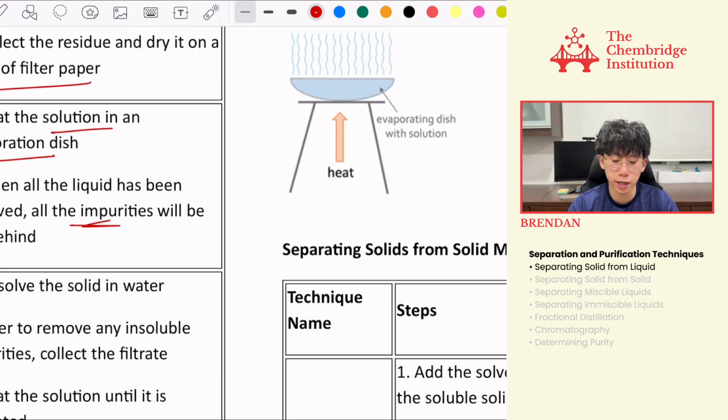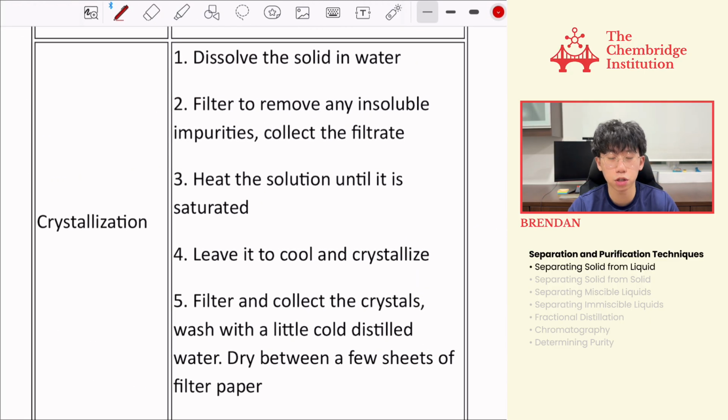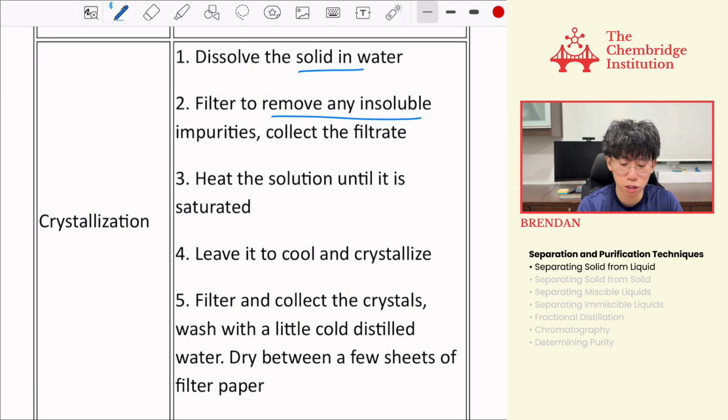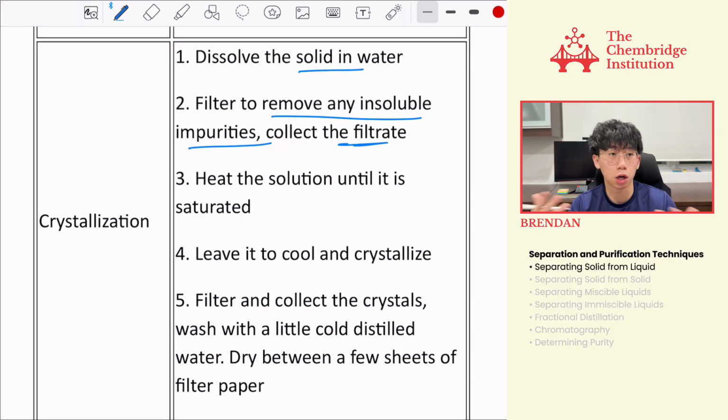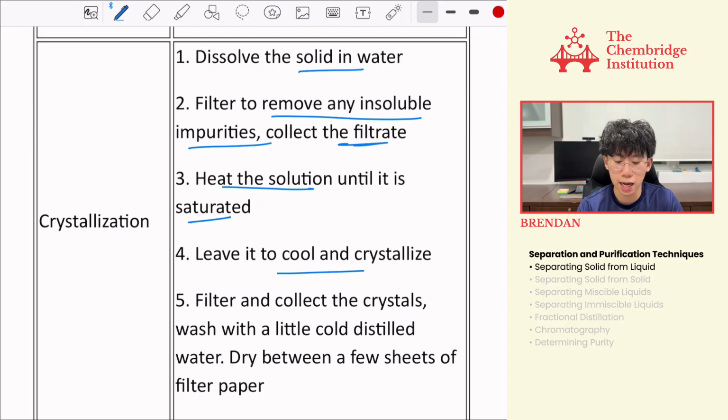And priority number three, the last method which is also used, is crystallization. This is where you dissolve the solid in water, then you filter to remove any insoluble impurities and collect the filtrate. Once that's done, you have a pure solid that's dissolved in the solution. Next, you can crystallize it. You usually heat the solution to saturation and leave it to cool to crystallize. Then once the crystals are formed, you can filter to collect the crystals as the residue.